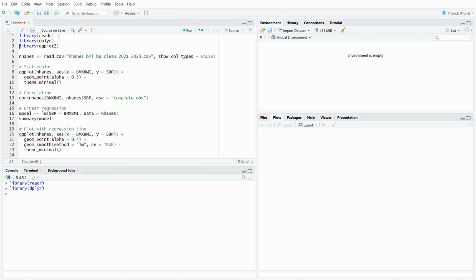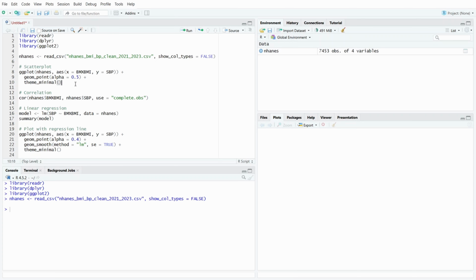First, we load three packages: readr to import data, dplyr for data management, and ggplot2 for visualization. Then we load our dataset. We start with a scatter plot.